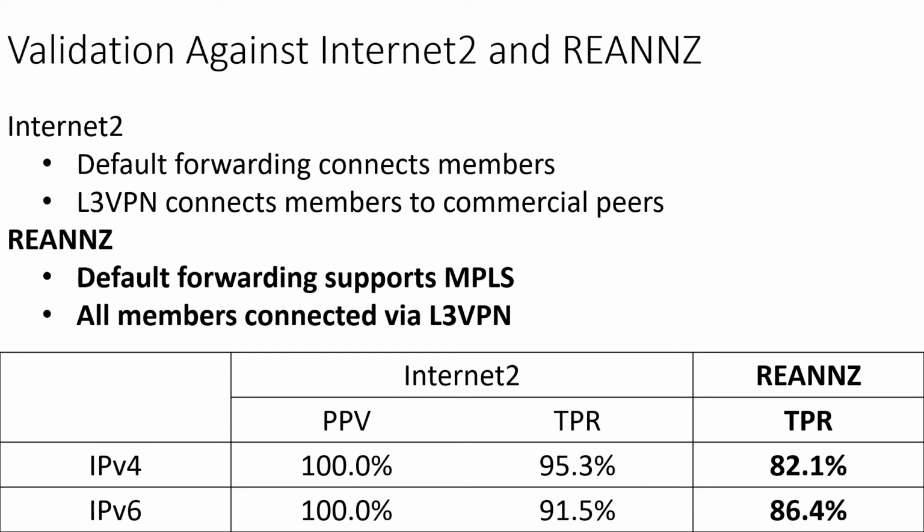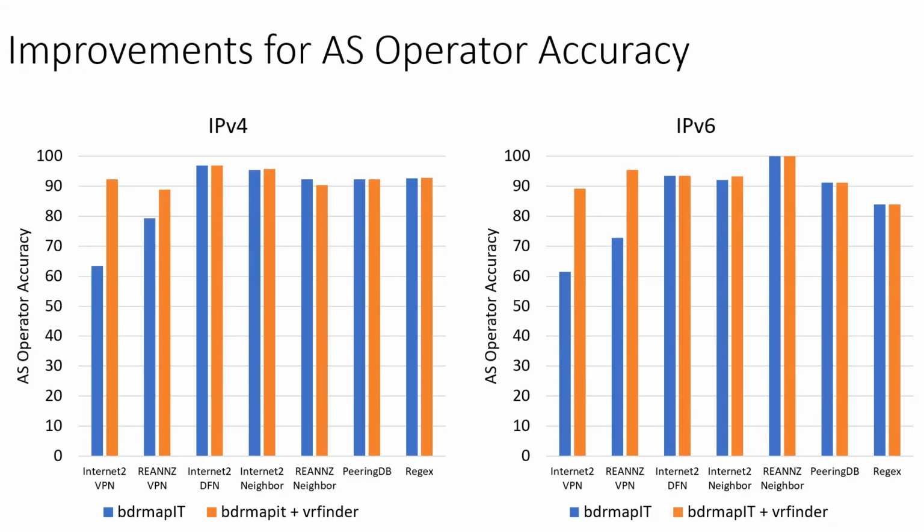And then REANS connects all of its members to L3 VPNs, so we didn't see any default forwarding addresses in the traceroute collections. That meant we couldn't evaluate false outbound address detections in REANS, but we still evaluated the true positive rate, which was worse than it was for Internet2. And the main reason for the lower true positive rate is that many of the routers that followed outbound addresses in traceroute didn't respond to traceroute or any of our follow-up probing. So we weren't able to identify those outbound addresses.